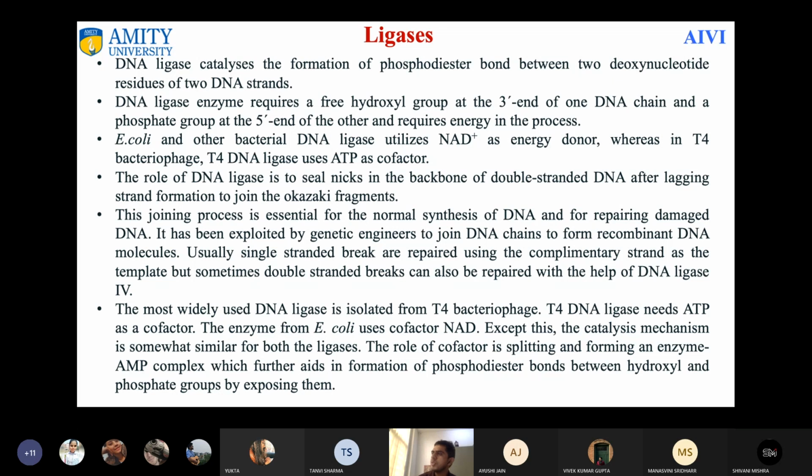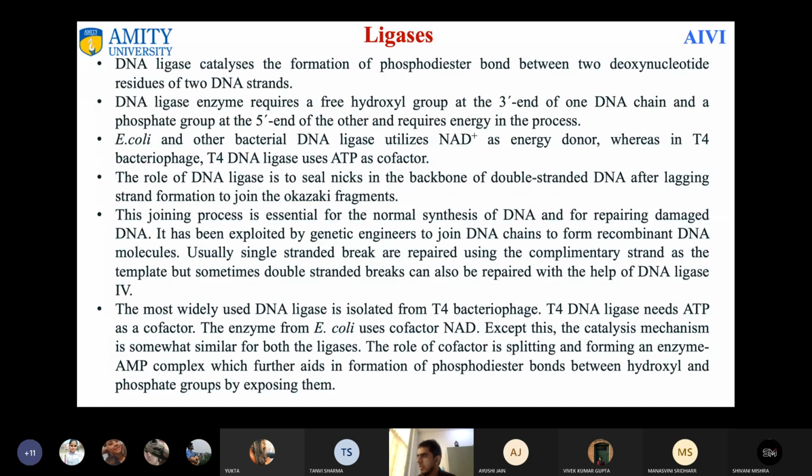As we mentioned in the previous case, after the breakage of a phosphodiester bond, what are you going to get? You are going to get a 5' phosphate group and a 3' OH group. So here what you are going to do is make the phosphodiester bond, and for the phosphodiester bond you need a 5' phosphate and a 3' OH. These are the requisites of your ligase. Ligases catalyze the formation of a phosphodiester bond between two deoxynucleotides. They require a free hydroxyl group at the 3' end, so simply we call it the 3' OH.